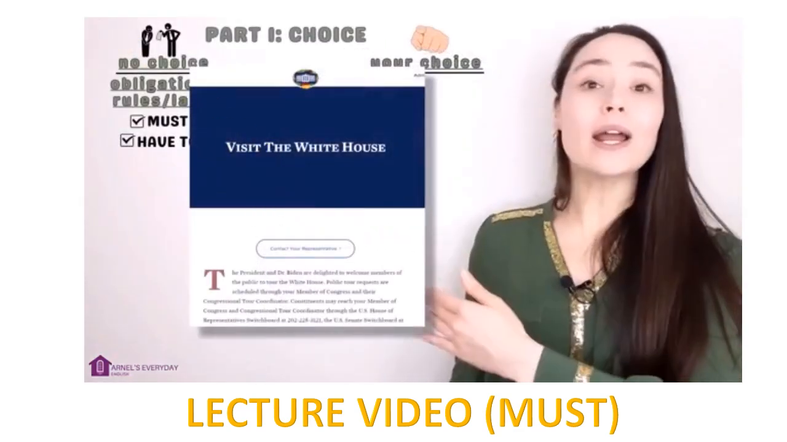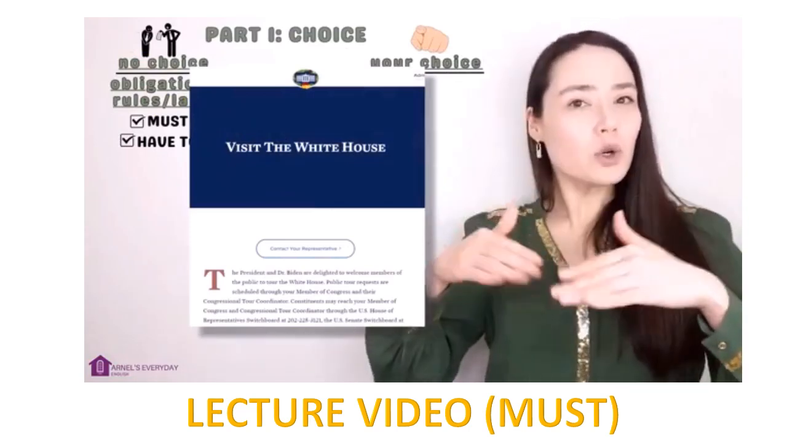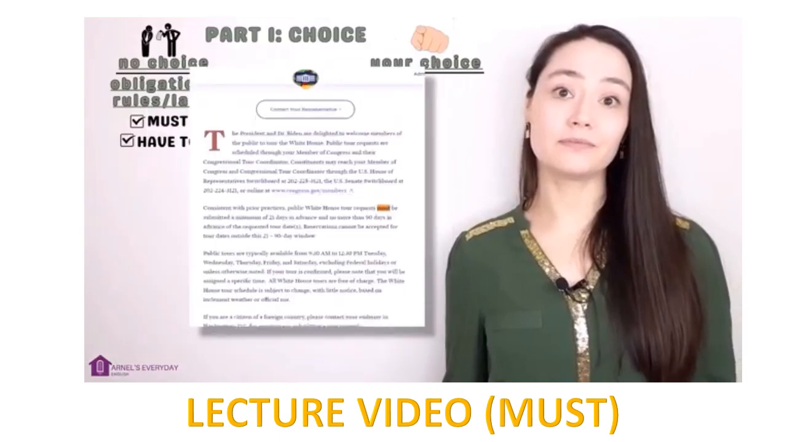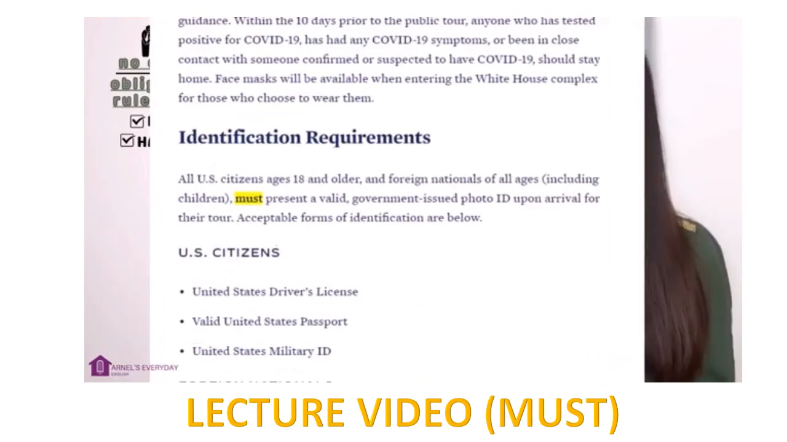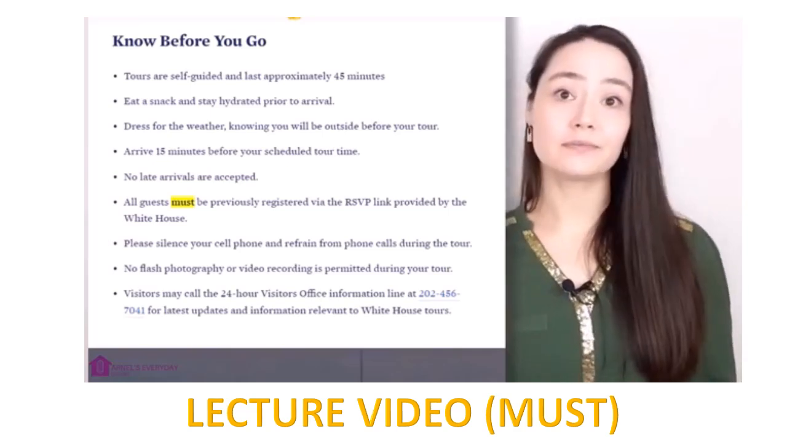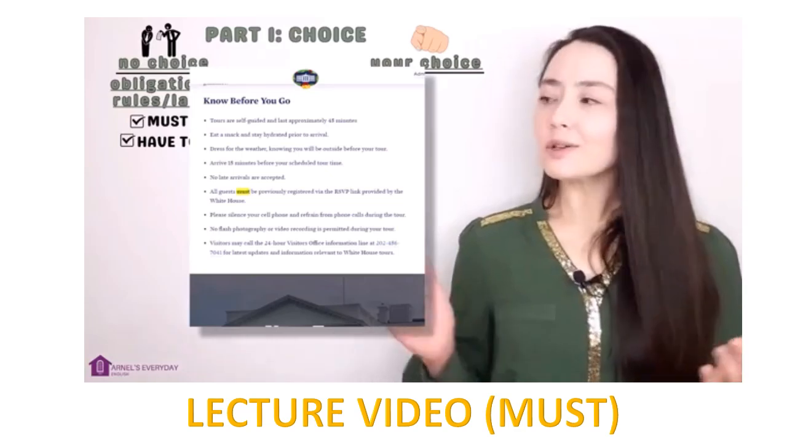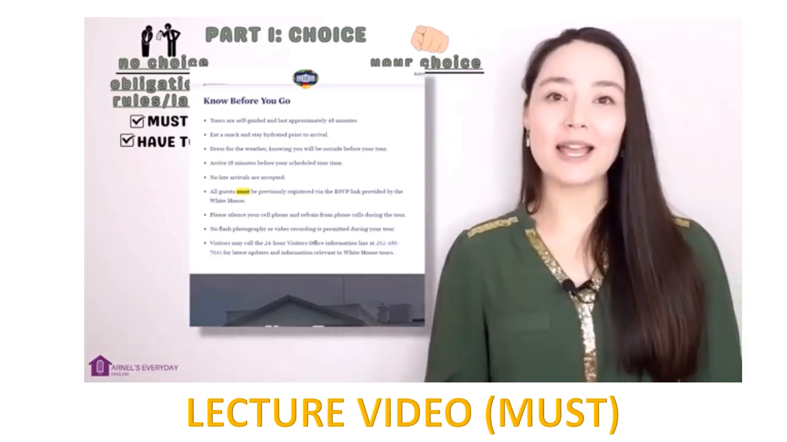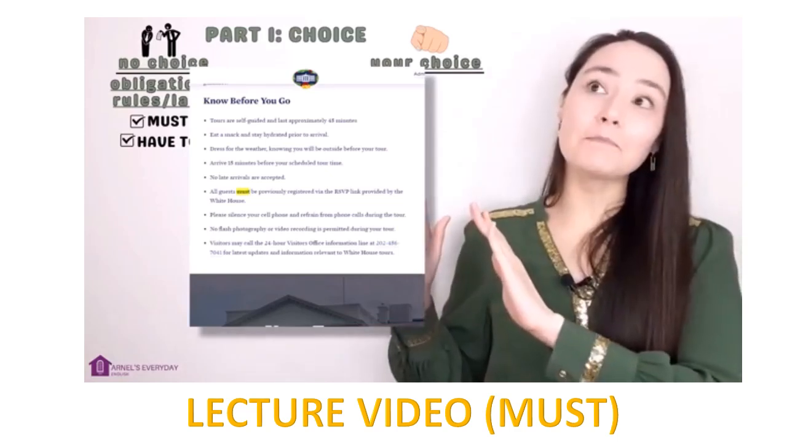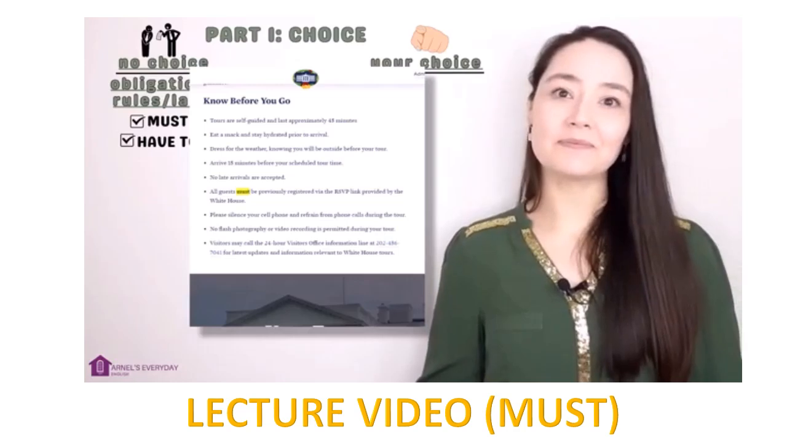Here I have the White House website. You can visit the White House if you want. I'm going to quickly scroll through this. Must. Must. Must. All of the examples with must give you a rule. There's not a single have to on this page. If you want to read the full sentences, I'll leave this website link in the description below for you. But I think you get the idea.